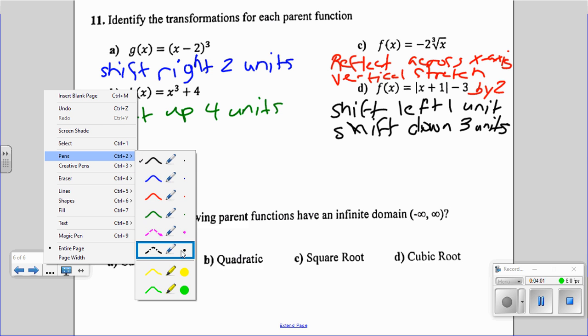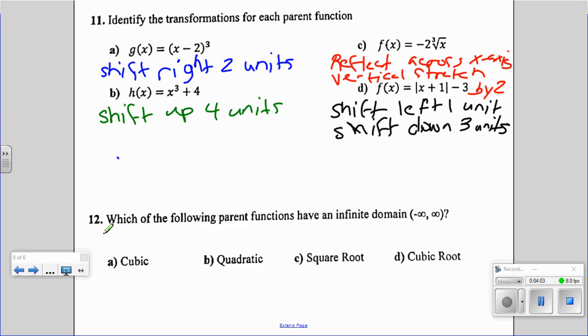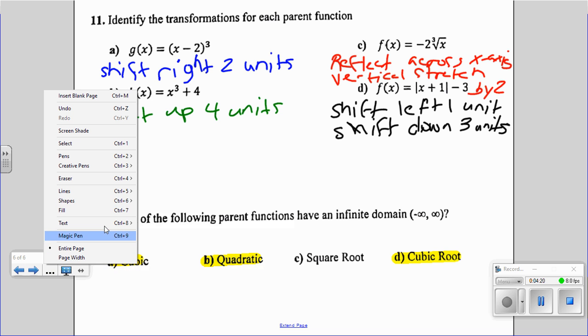And our last question, number 12, says, which of the following parent functions have an infinite domain? That would be the cubic, the quadratic, and the cubic root. If you don't believe me, let's look at each graph.